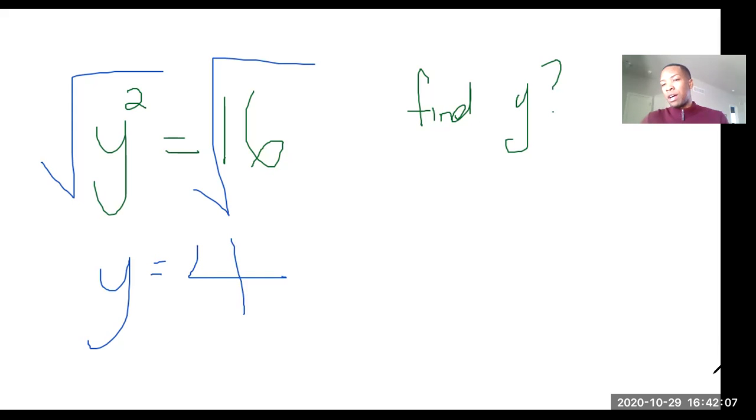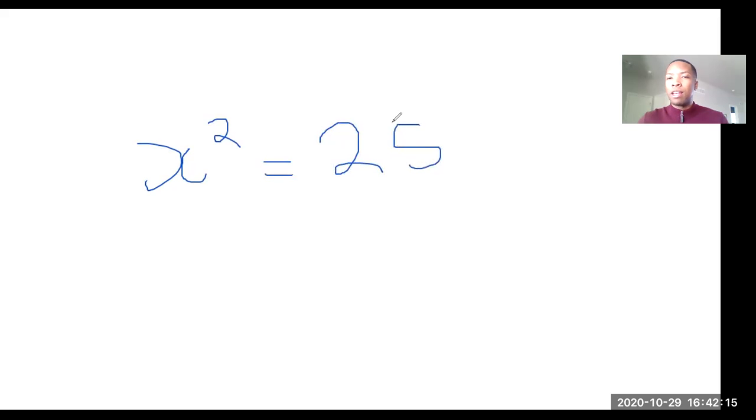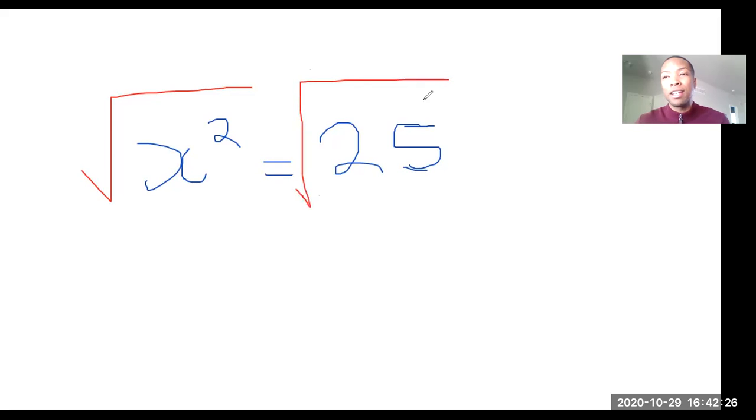Another example, let's use x squared again, is equal to 25. And they're like, Mr. McKnight, how do I find x? Well, first, I have to use the square root sign because I have a square right there. I've got to get that out. And whatever you do on one side, you've got to do on the other side.